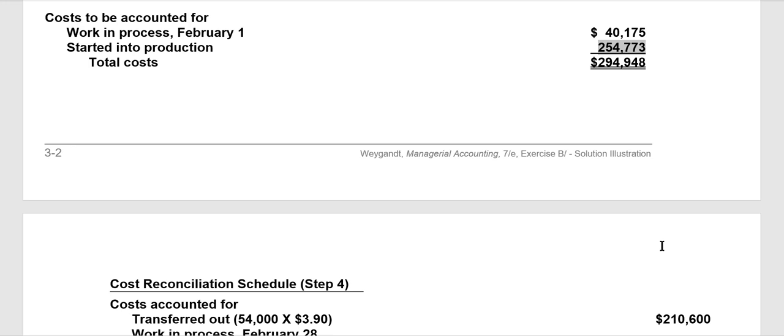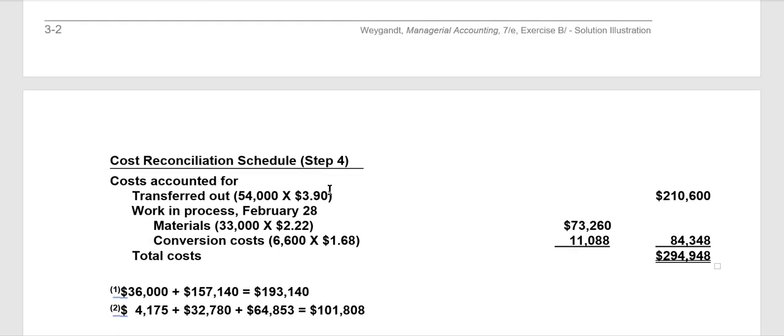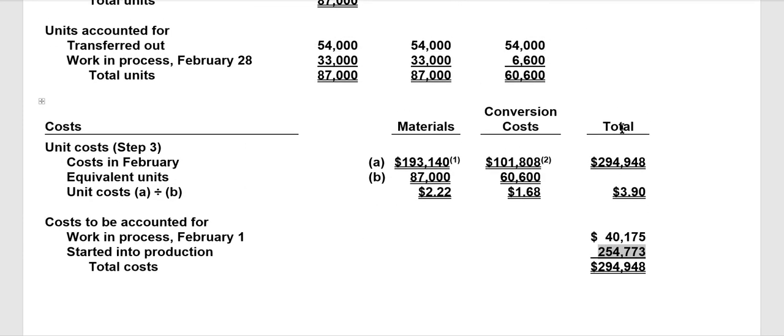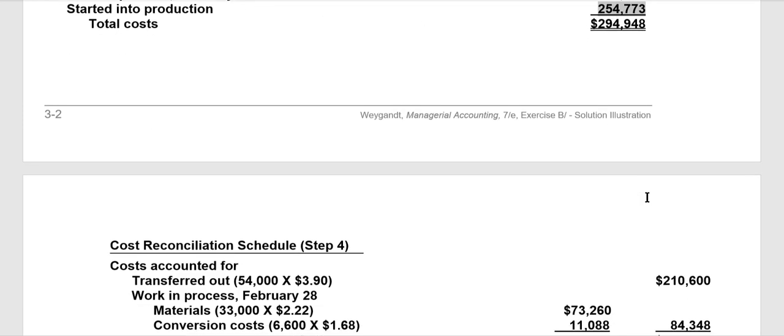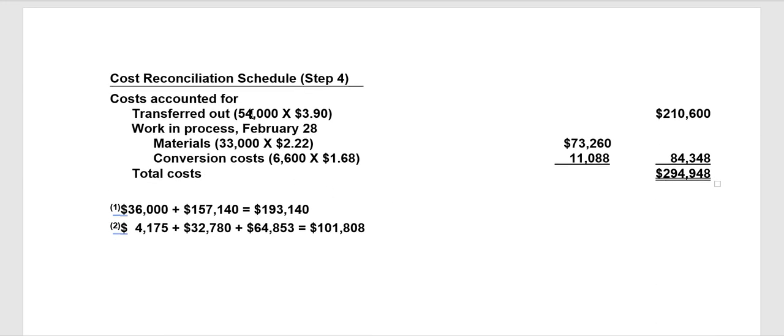Where is that money? To determine that answer, which is the final step, step 4, we're going to first of all assign the cost to the 54,000 units that were completed. Recall, they completed 54,000 units. The total cost per equivalent unit is $3.90. And so we multiply 54,000 by $3.90, and that gives us 210,600.